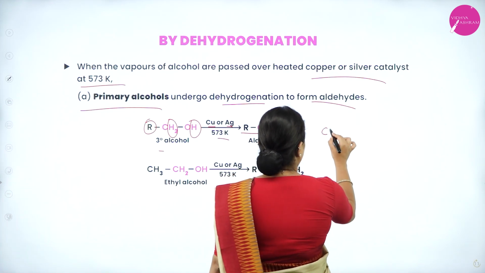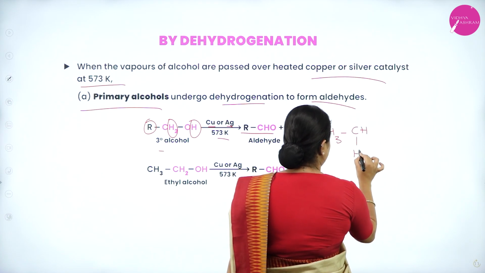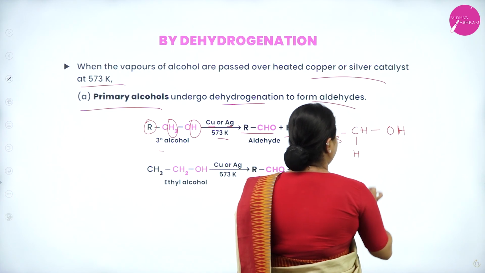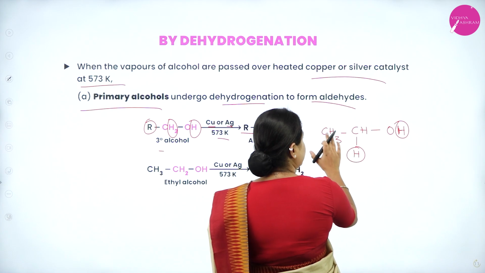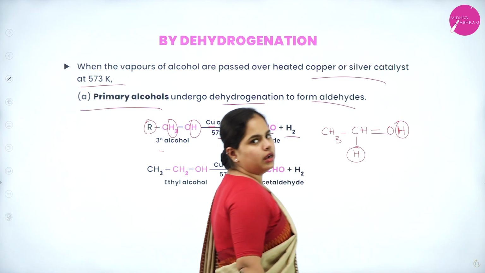So I'll just write it down here, CH3, CH, and one H I am going to write like this, and OH. Okay, so now what happens here? This H and this H will be removed. So what is left behind here? CH3, CHO. So what will happen to this bond? This bond will become a double bond.